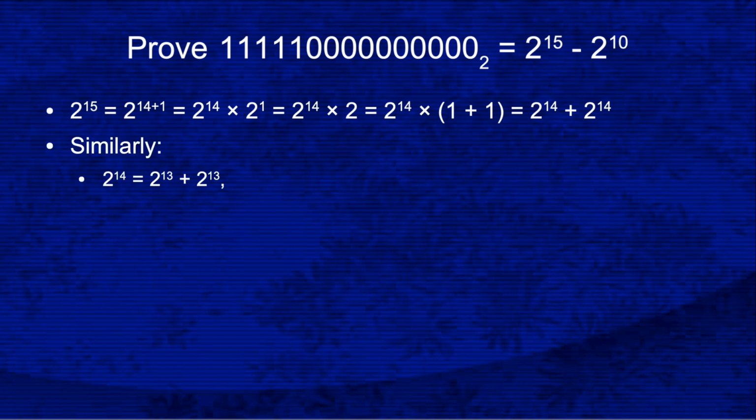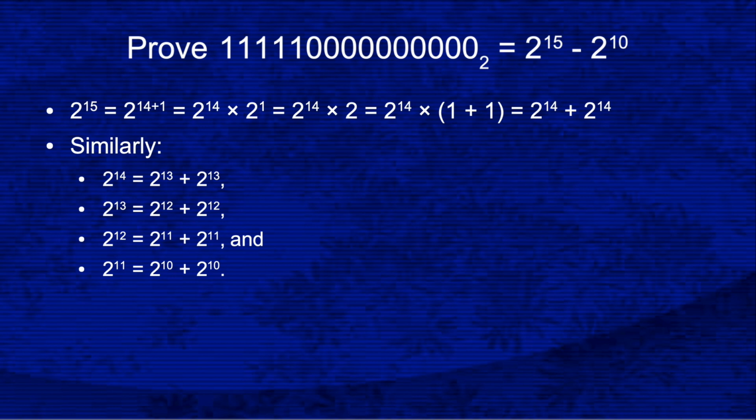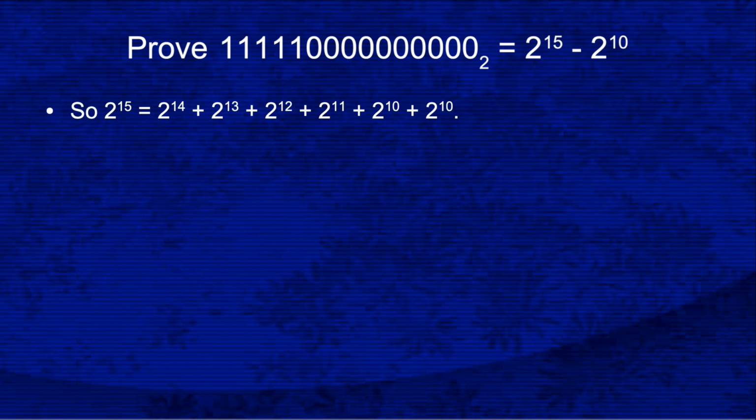Similarly, I can show that 2 to the 14th power is equal to 2 to the 13th power plus 2 to the 13th power. 2 to the 13th power is equal to 2 to the 12th power plus 2 to the 12th power. 2 to the 12th power is equal to 2 to the 11th power plus 2 to the 11th power. And 2 to the 11th power is equal to 2 to the 10th power plus 2 to the 10th power. Using this information, it follows that 2 to the 15th power is equal to 2 to the 14th power plus 2 to the 13th power plus 2 to the 12th power plus 2 to the 11th power plus 2 to the 10th power plus 2 to the 10th power.